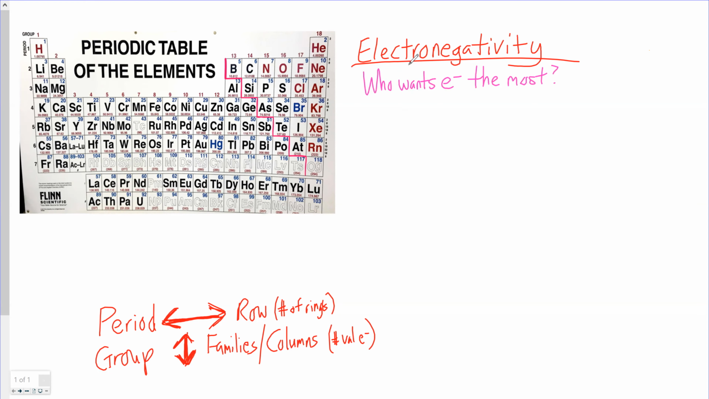Now the fancy sciencey way of saying the definition is the tendency of an atom to attract electrons. Okay, the tendency of an atom to attract electrons. Those mean the same thing. I like to just say, all right, who wants electrons the most? But the technical definition is the tendency of an atom to attract electrons.